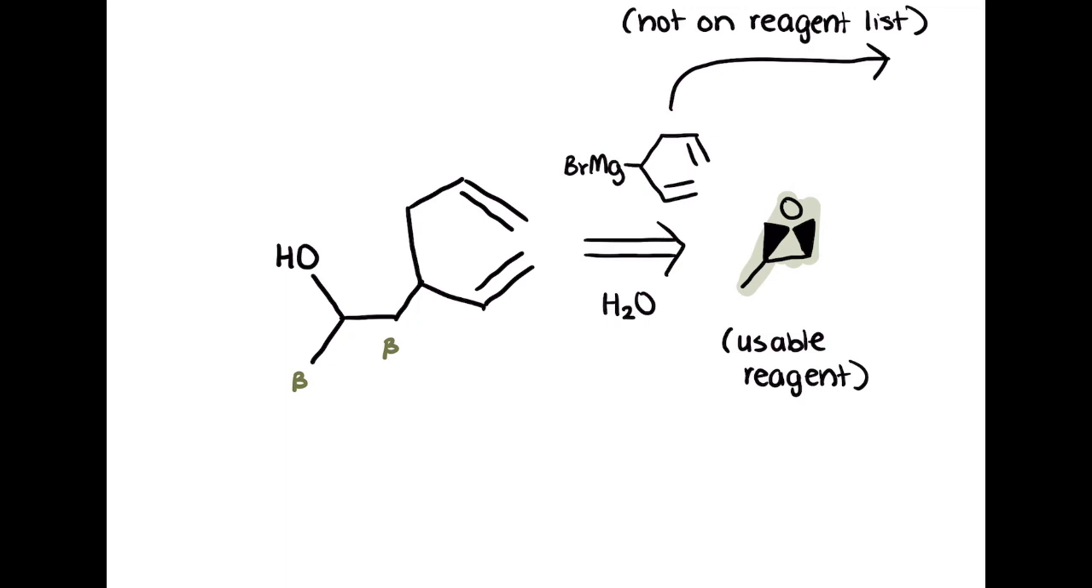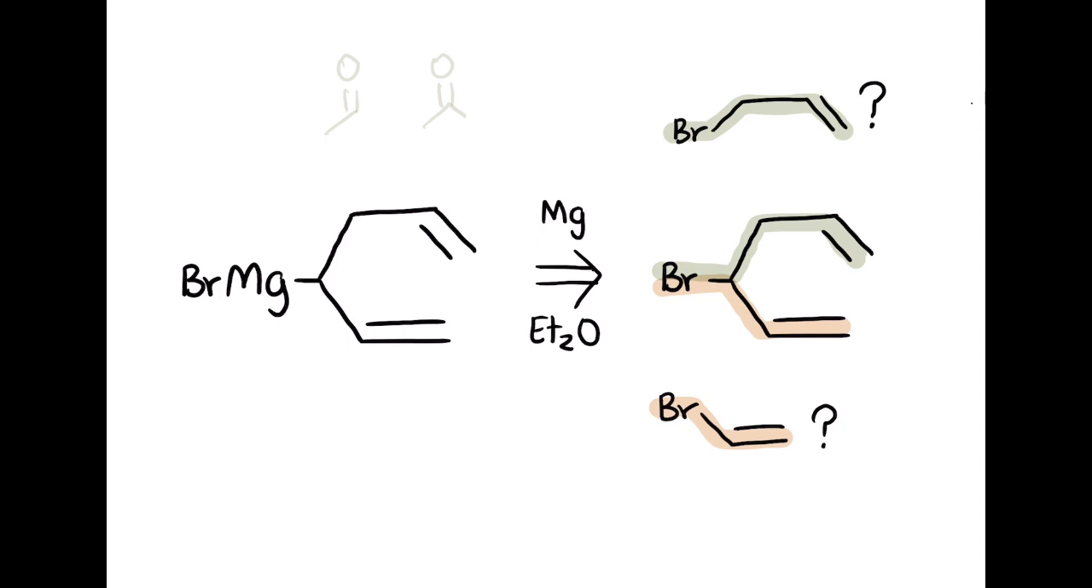We also have this Grignard, which is not one of our starting materials. And we know that a Grignard is made with magnesium and diethyl ether, so we can bring it down to this bromine substituted intermediate. We see that the top half highlighted in green is one of the listed starting materials, and this lower half highlighted in orange is also one of the listed starting materials.